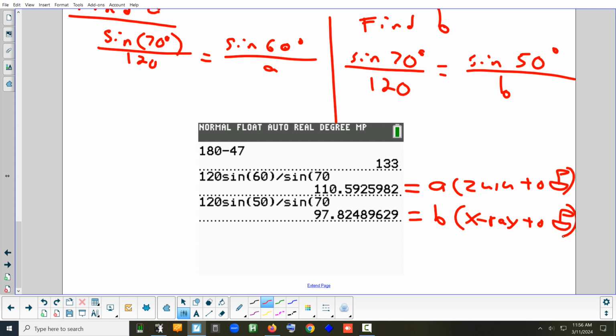All right, so that finishes up law of sines. The two types of triangles we haven't done yet are side-angle-side and side-side-side, and we'll do those two tomorrow.